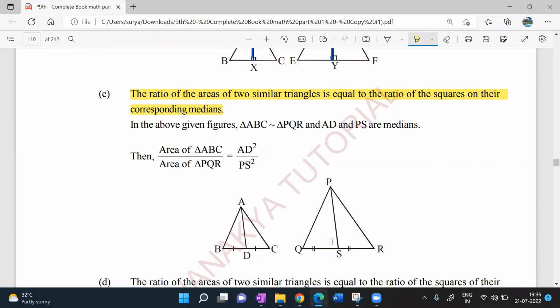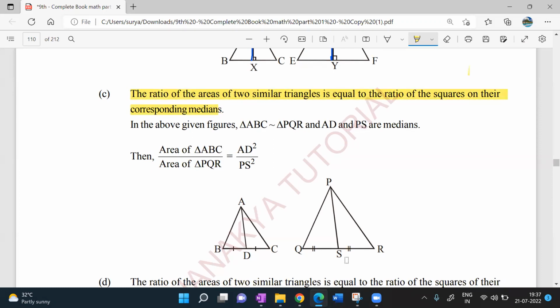The ratio of the areas of two similar triangles is equal to the ratio of the squares on their corresponding medians, squares on their corresponding medians. Okay, squares on their corresponding medians. One second, guys, it is going on.